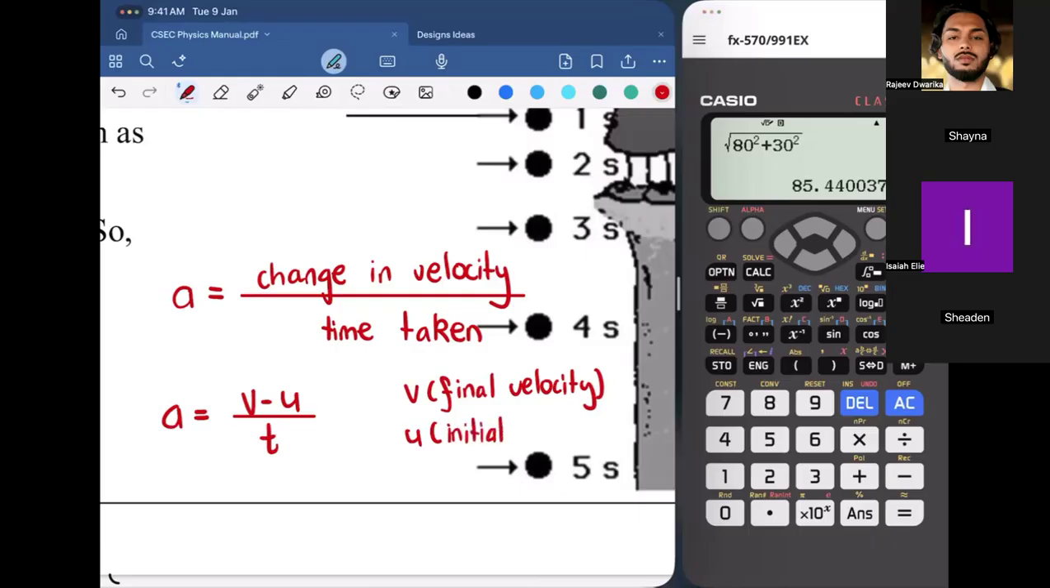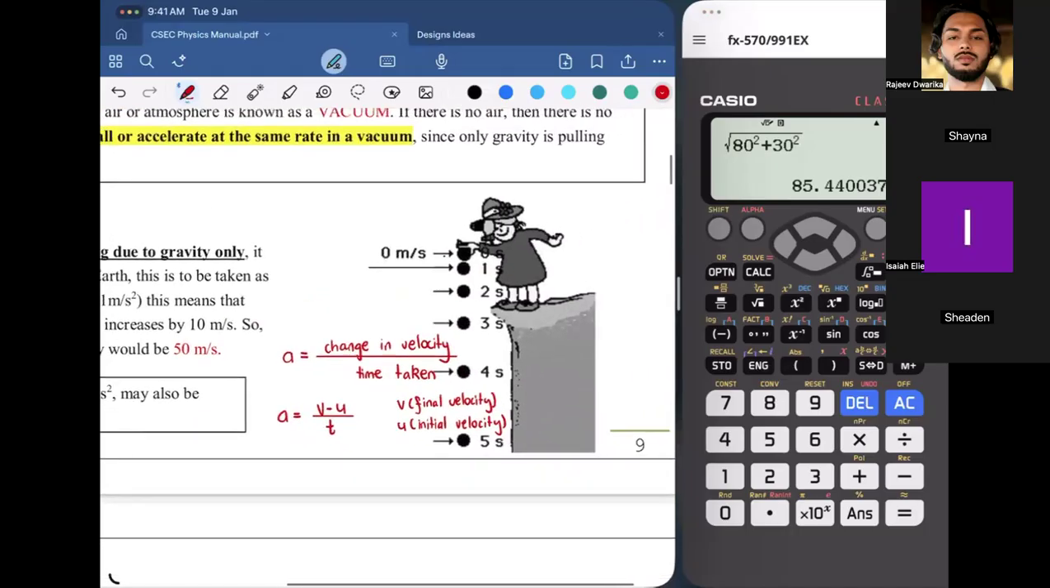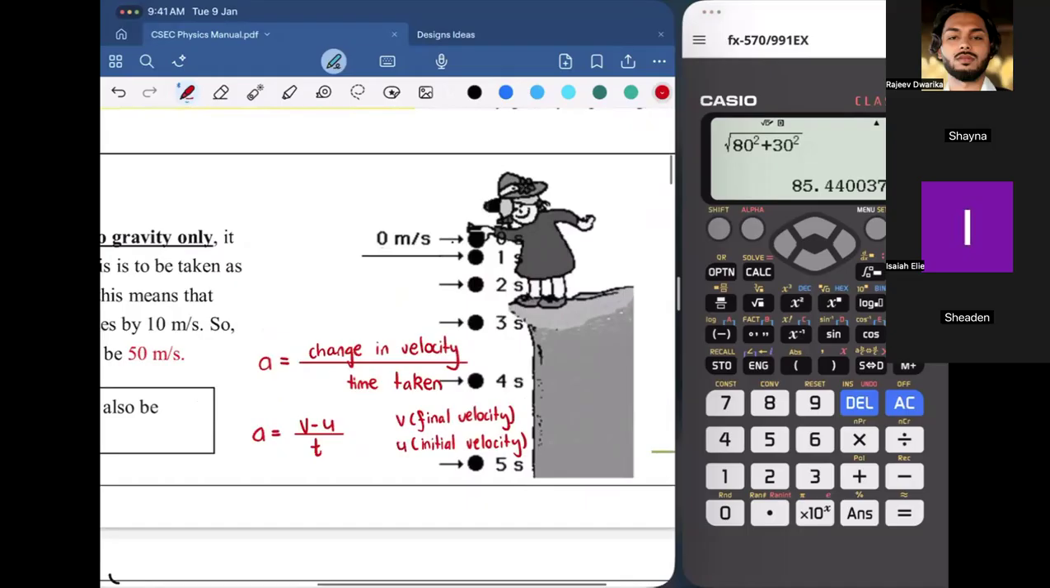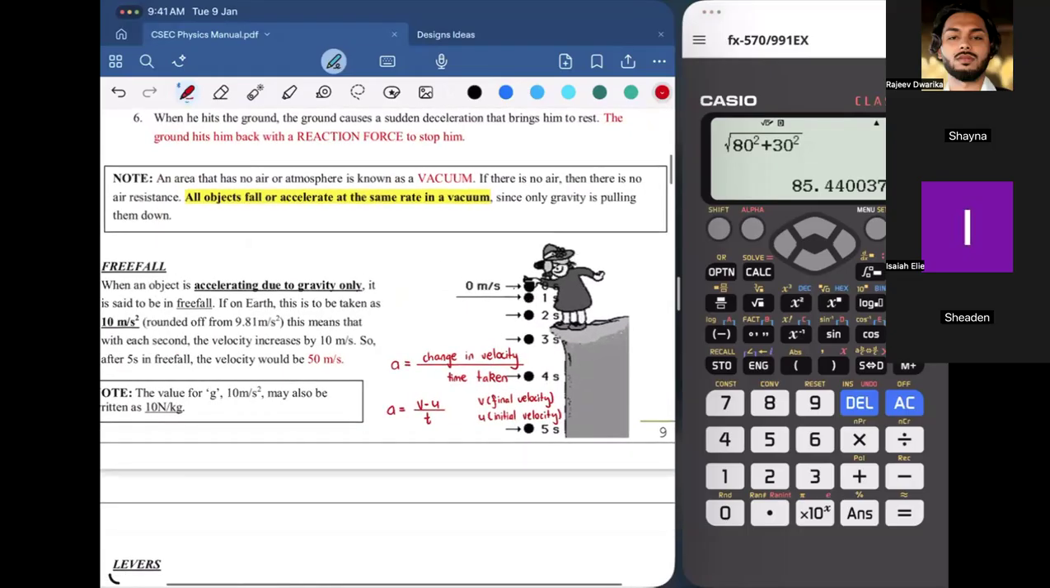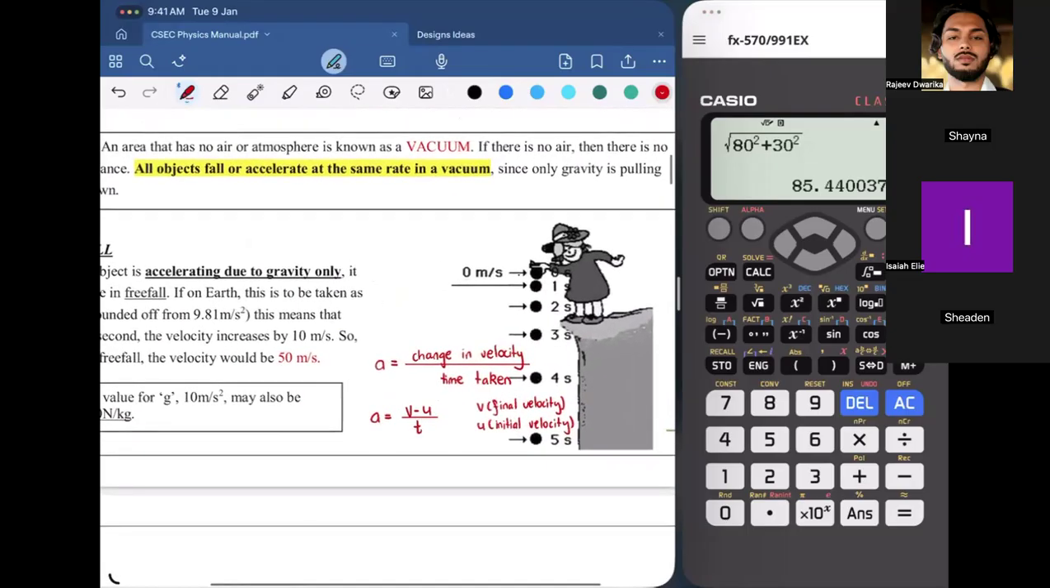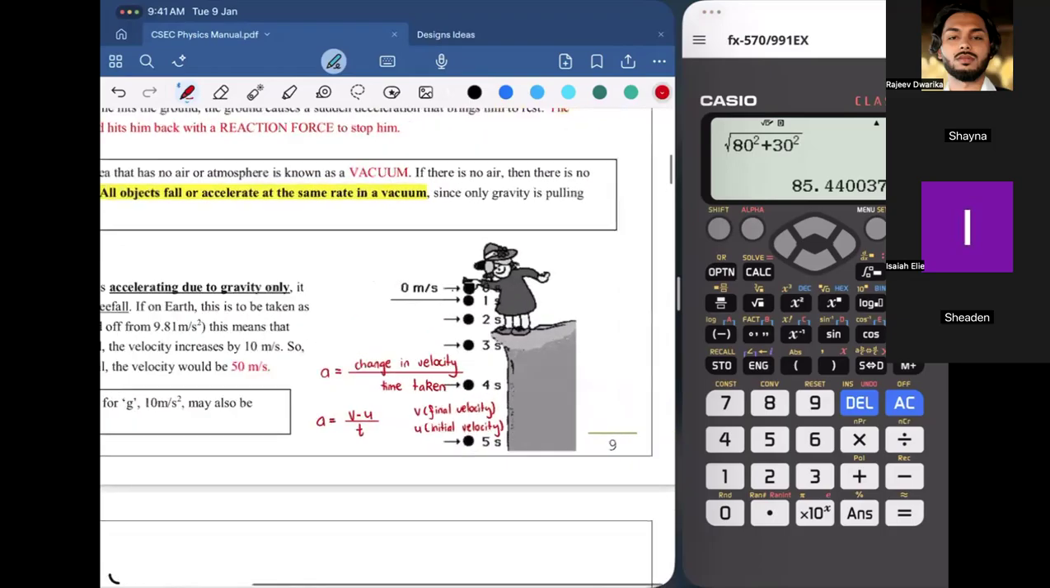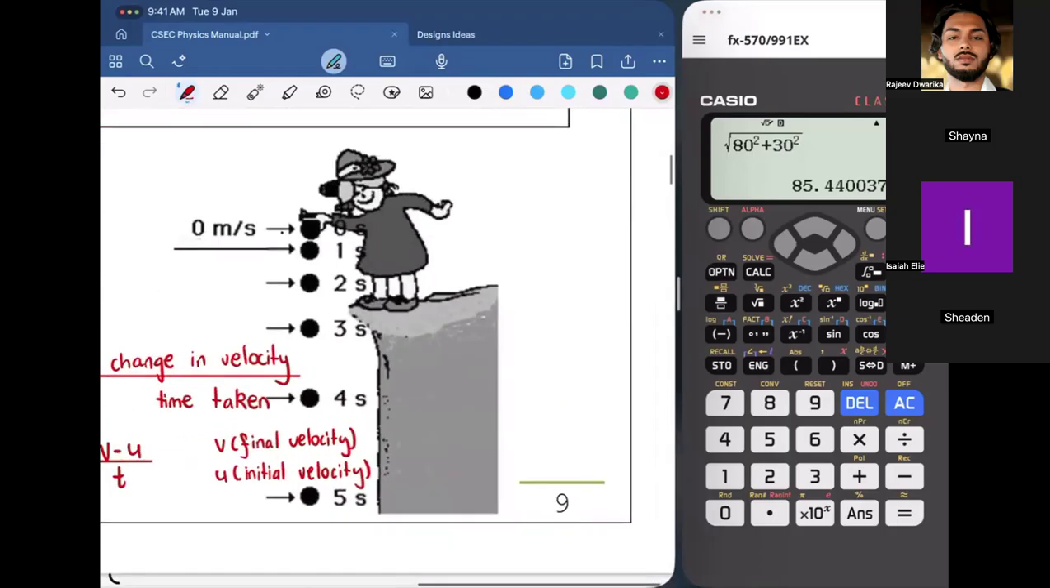Is this formula looking familiar or no? I don't think we really went through acceleration by itself or free fall. We got introduced to it, but we didn't go in deep. Okay, no problem. So let's check out this.